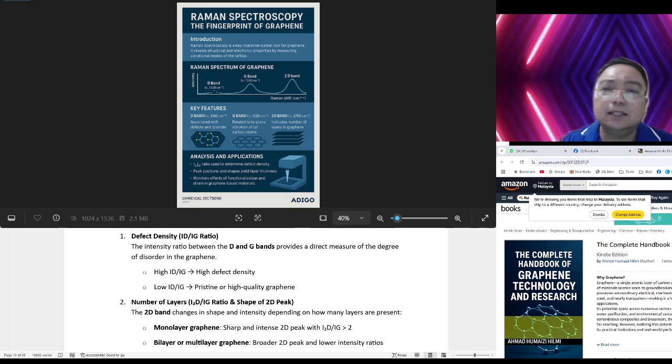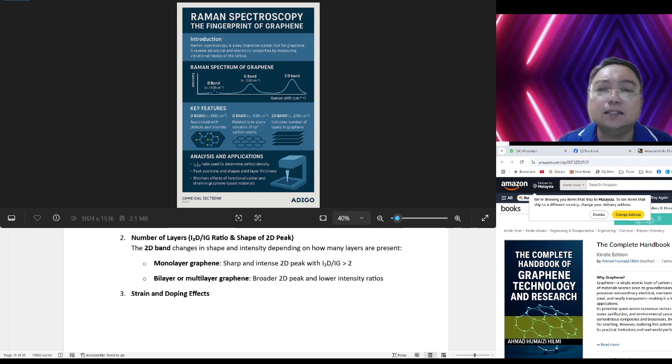Key parameters in graphene characterization. Defect density: the intensity ratio between the D and G bands provides a direct measure of the degree of disorder in the graphene. High ID/IG is equivalent to high defect density. Low ID/IG equals pristine or high quality graphene. Number of layers: I2D over IG ratio and shape of the 2D peak.